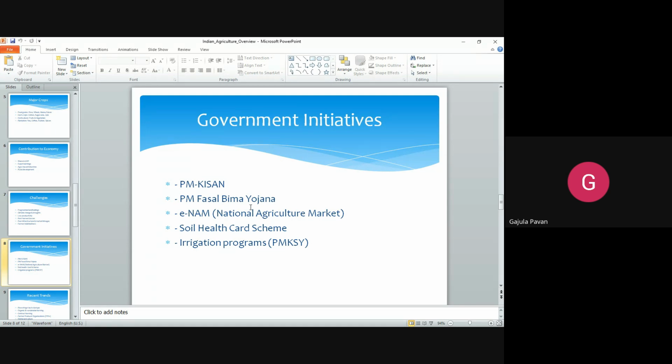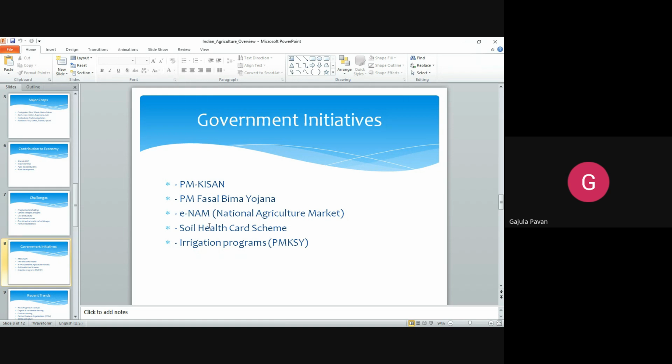So these problems, these challenges, we have to overcome. The government is introducing some initiatives. That is called PM Kisan. In the last 4 years, I think in 2018, this program was introduced. In this program, a lot of assistance is provided to the Indian farmers in our economy.